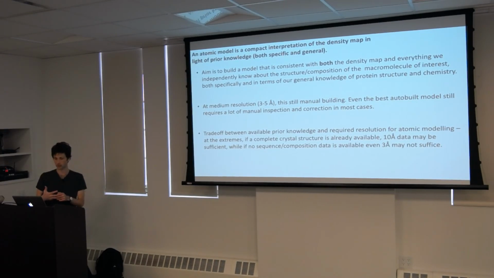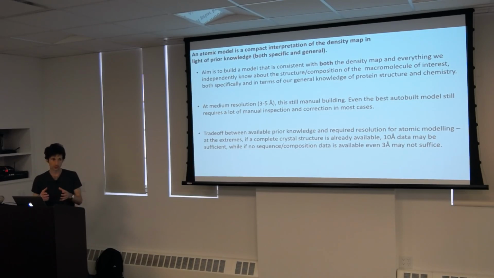Building an atomic model is still a very manual process a lot of the time. Even if you're at 3 to 3.5 angstroms resolution, in my experience, auto-building programs still don't get you the whole way there, or usually even very much of the way. They'll give you some starting points, some fragments which might or might not be correct, but even the best auto-built model typically requires a lot of manual interpretation, correction, completion, and editing. There'll be a lot of errors that you need to be able to recognize, pick up, and fix.